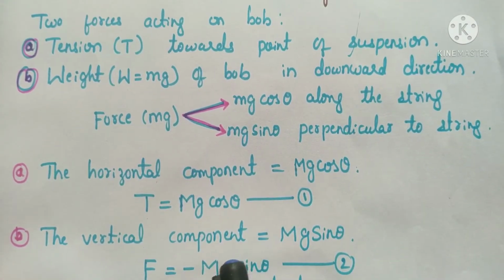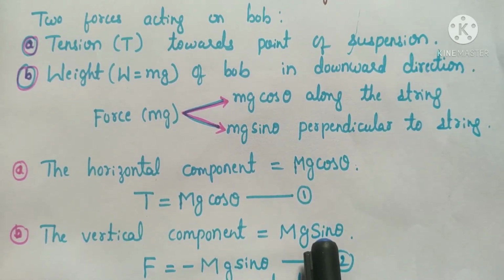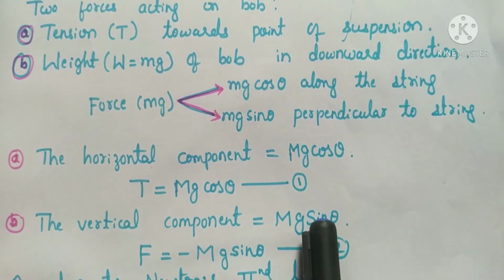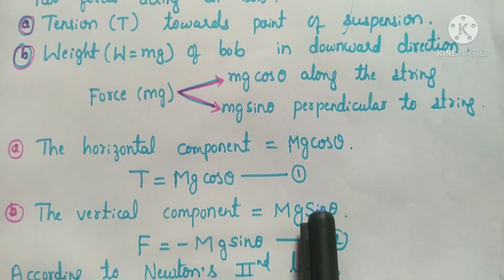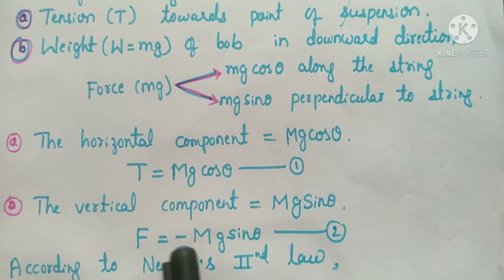And the second component, mg sin theta, is directed towards the mean position, and that tends to restore the pendulum bob to its mean position. Hence this force is called the restoring force, and it can be written as F equals minus mg sin theta, and I will name this equation number 2.